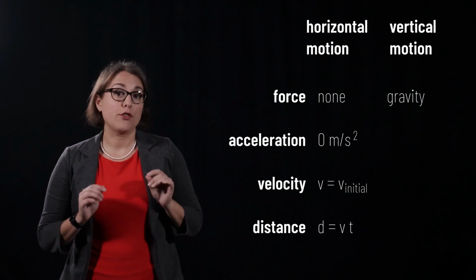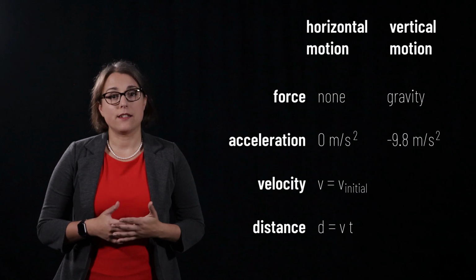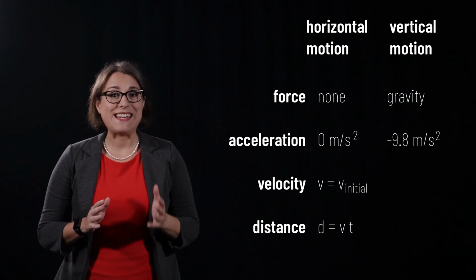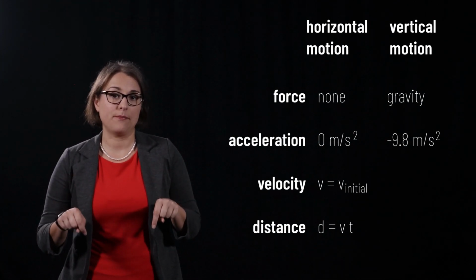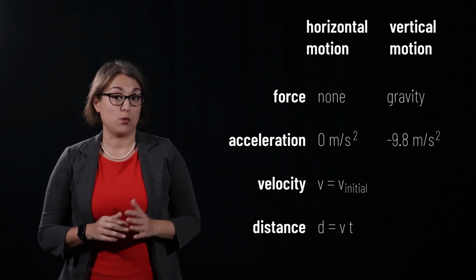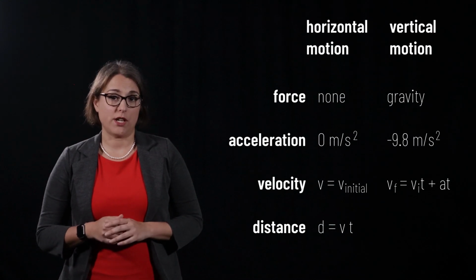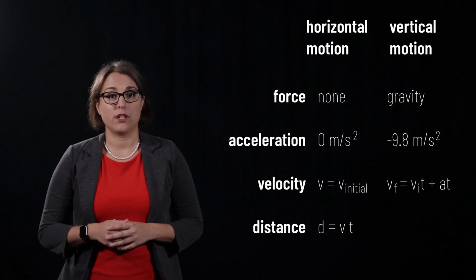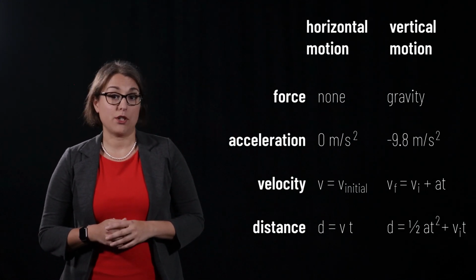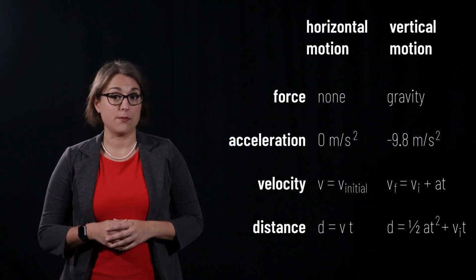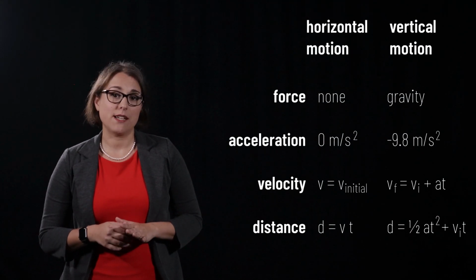In the vertical direction, the force acting on the object is gravity. The acceleration due to gravity is negative 9.8 meters per second squared. Remember that the negative sign indicates that the force points down. Because there is acceleration at work, the equations of motion in the vertical direction will be different. The velocity of the projectile at any given moment in time is equal to the initial velocity plus acceleration times time. The distance the object moves vertically can be analyzed using the equation distance equals 1/2 times acceleration times time squared plus initial velocity times time.